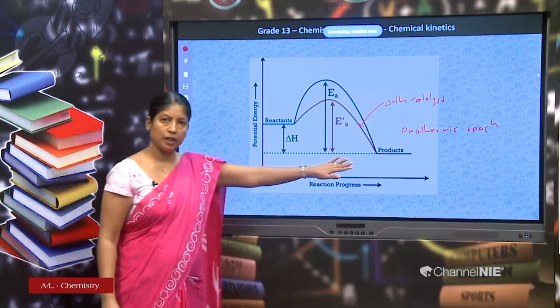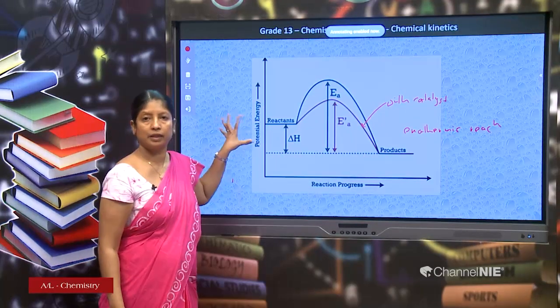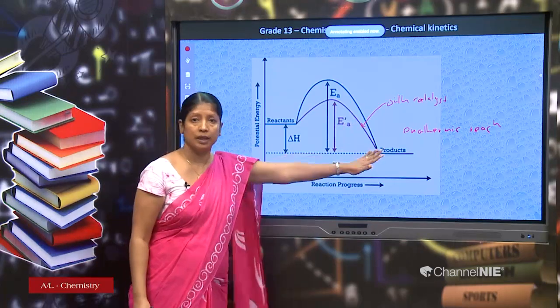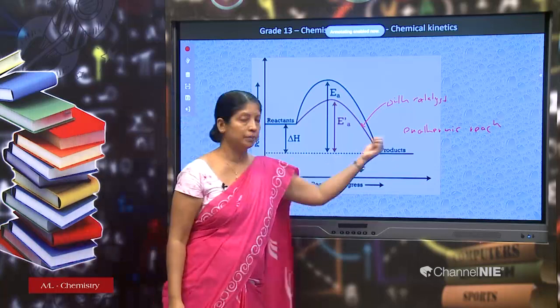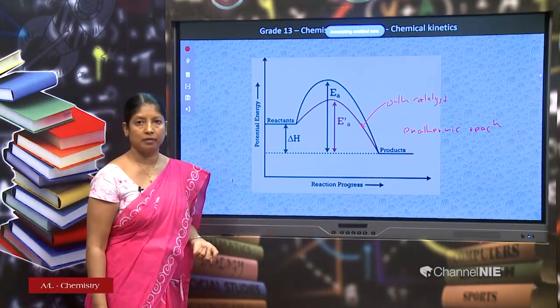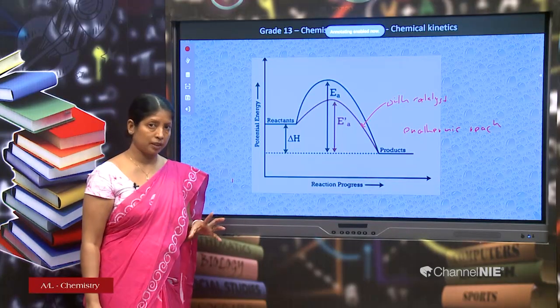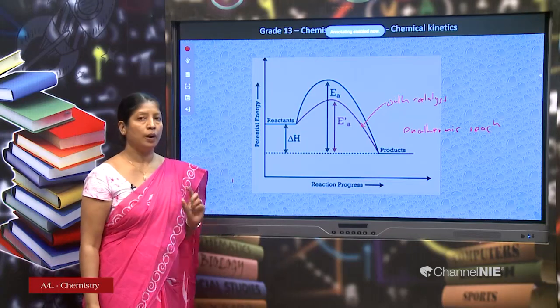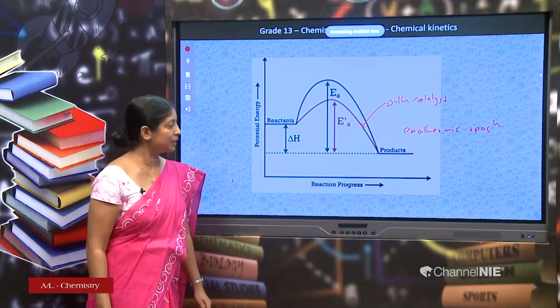Reactants are having more energy than products. So, when reactants are converted to products, the extra energy of the reactants is released to the environment. When it is released to the environment, we call it an exothermic reaction. So, we can use a catalyst in an exothermic reaction even. What we need to consider here is, it does not matter whether the reaction is exothermic or endothermic, we can use the catalyst. And what about the enthalpy change?